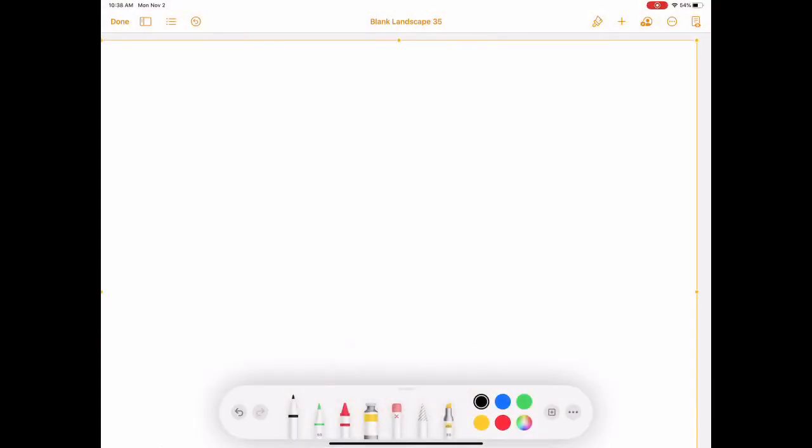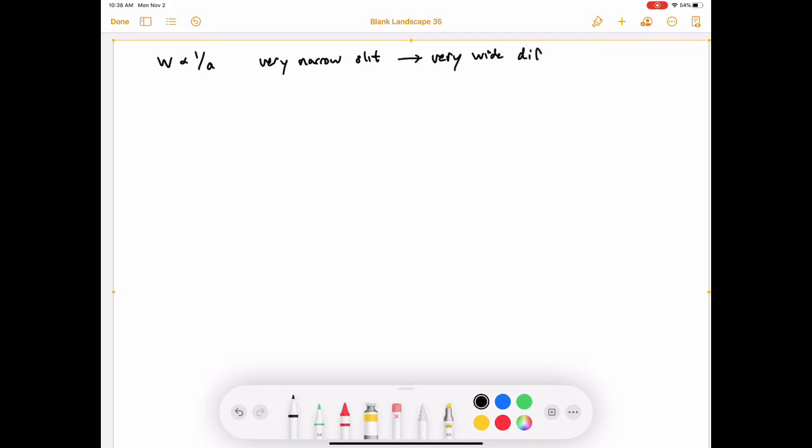So the first thing to go over here is the fact that the width of the diffraction pattern is inversely proportional to the width of the slit. Now here we have a very narrow slit, which means we're going to have a very wide diffraction pattern. So for that reason, we might not be able to use the small angle approximation. Given that we have a very wide pattern, is it true that we're going to be dealing with small angles? Well, let's actually answer that question.